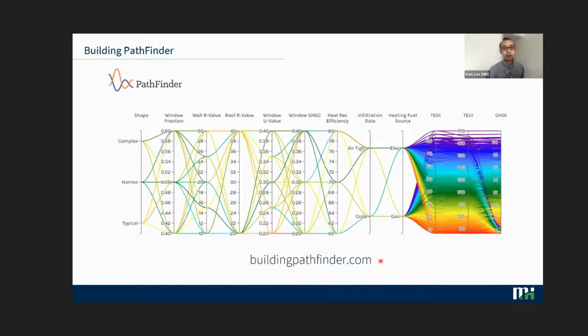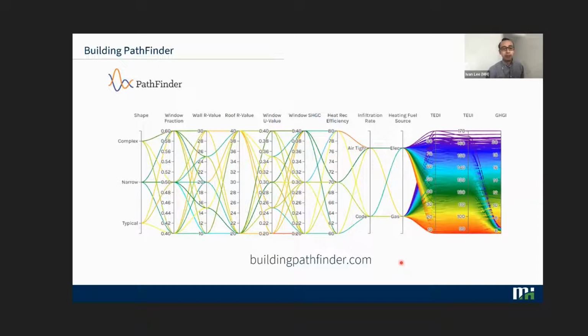So here's what the tool generally looks like. And this is maybe familiar to you if you have seen it before, have used it before. But the Building PathFinder tool, for those who are not familiar, is basically a visualization and interactive tool that allows people to figure out relationships between different parameters within a building. So this is really well set up for presenting parametric data and figuring out relationships between multivariate solutions.